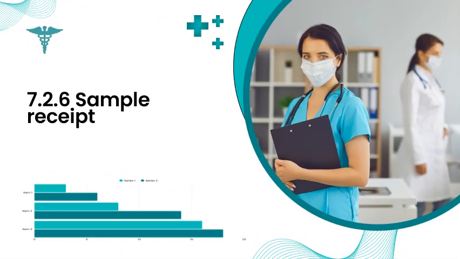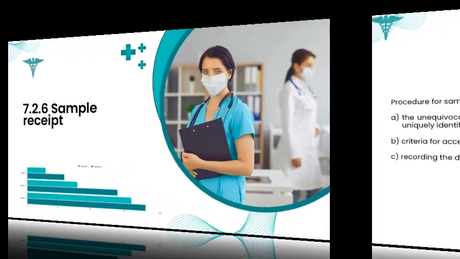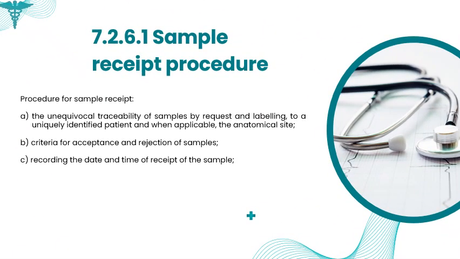Sample receipt. Sample receipt procedure. The laboratory shall establish and implement a procedure for the receipt of samples. This procedure shall include ensuring unequivocal traceability of each sample, through both the request and the labeling, to a uniquely identified patient, and, where applicable, to the anatomical site. It shall also include defined criteria for the acceptance and rejection of samples, and, where relevant, the recording of the date and time of sample receipt.